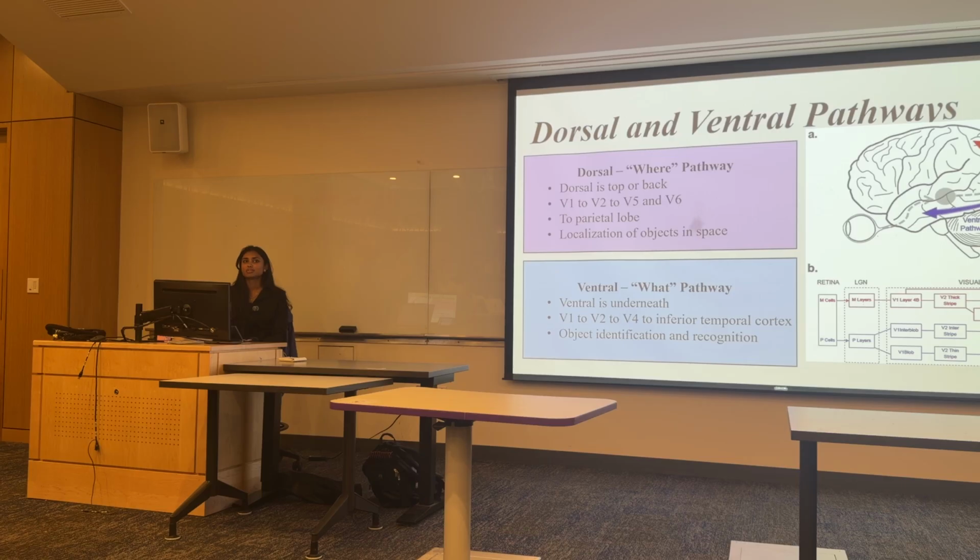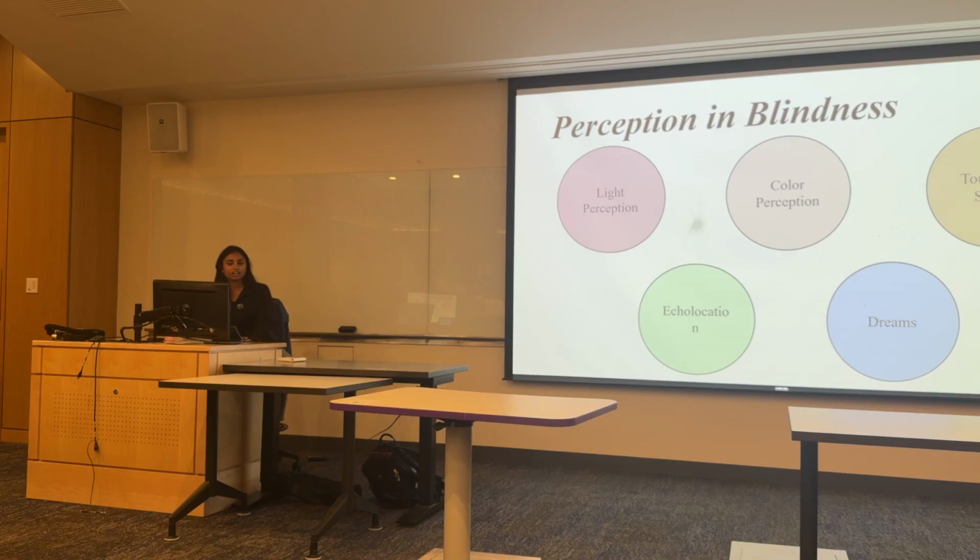So if someone's running towards me and I wanted to be able to decipher how far they are from me, which pathway do you think it would be? Yes. Dorsal. Nice. And then say there's a ball and I want to figure out what type of ball it is. Ventral. Nice. Okay. Lastly, does anyone have any questions about the two pathways?